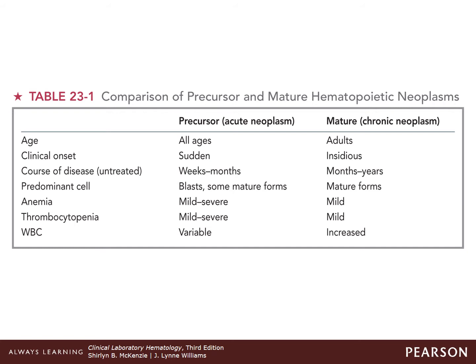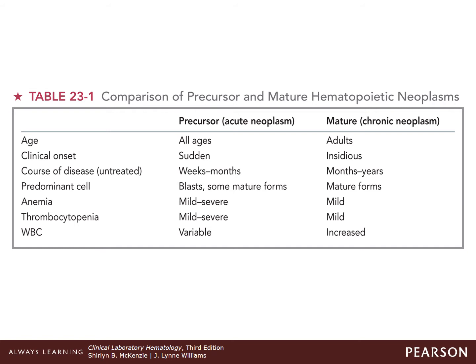The onset for the acute, as its name implies, is quick or sudden, whereas the mature or chronic takes many months to years to form. If left untreated, it can definitely be deadly, especially for the acute types. So the predominant cell here is a blast. There may be some mature forms, but again, you're definitely going to be able to distinguish between acute and chronic types of neoplasms by the cells that are there.